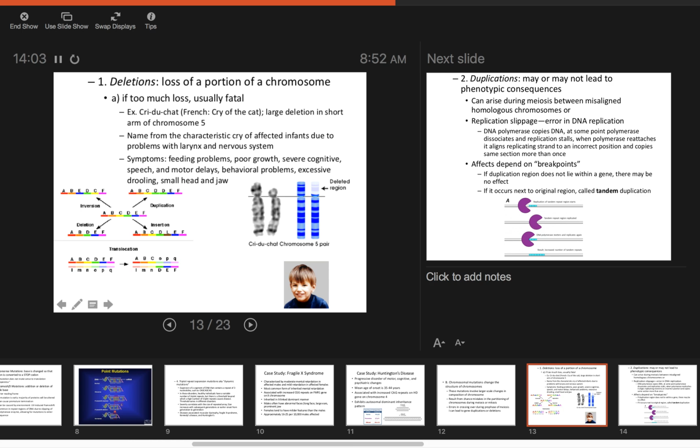Okay, so one type of chromosomal mutation is deletions, which means you're going to lose part of your chromosome. One disease is cri du chat, which is French for cry of the cat. In this case, we have a deletion on chromosome 5 at the very top, just a little bit. But as a result: feeding problems, poor growth, severe cognitive and speech as well as motor delays, behavioral problems, excessive drooling, and a small head and jaw. It's all because of a deleted part on chromosome 5.